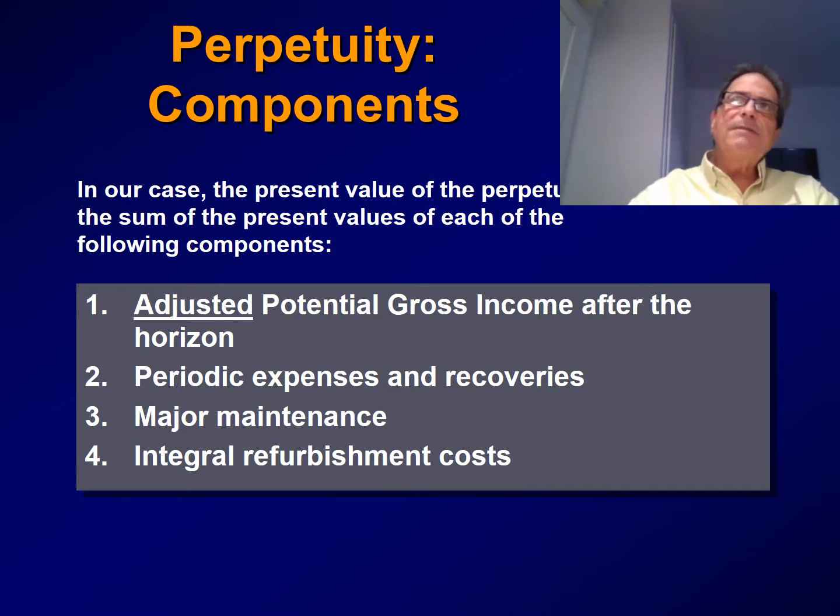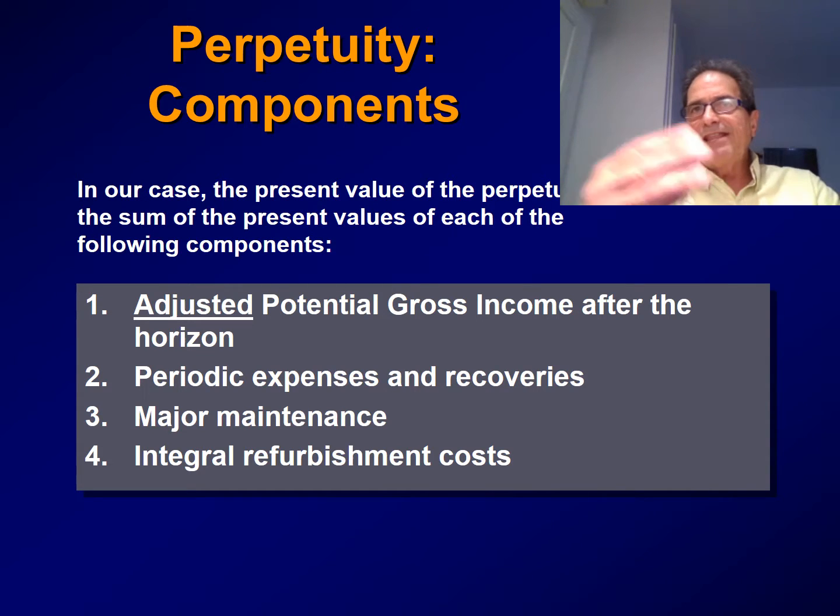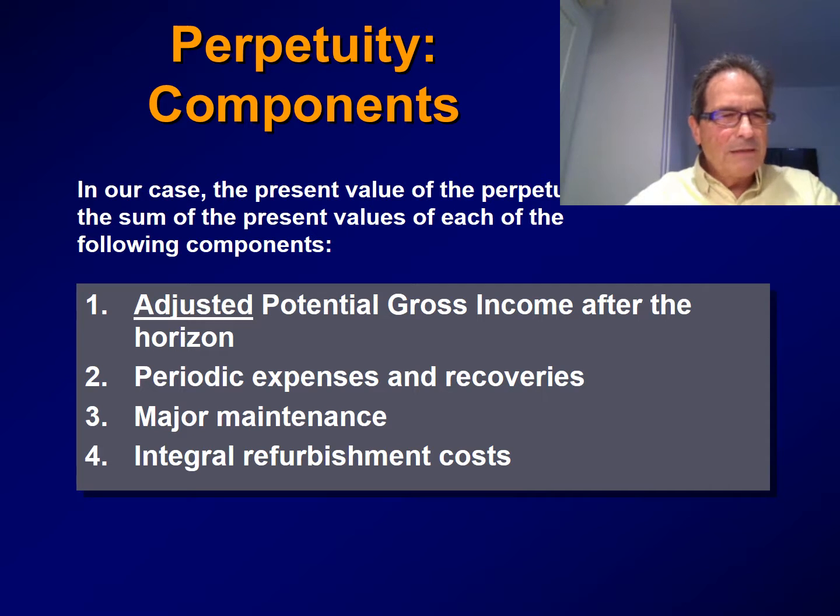Major maintenance is the maintenance that we have to perform in a property with a certain frequency. These are major expenses which are not performed on a yearly basis, but maybe every 5 or 10 years. And finally, integral refurbishment is when we practically reconstruct the property after, say, 30 years. This includes a very complete rebuilding of the property. So let's analyze each of them.